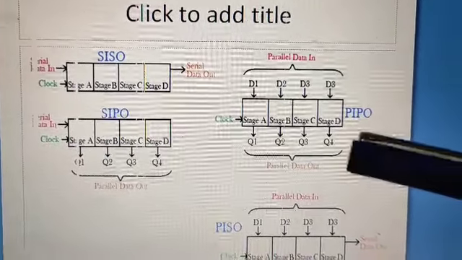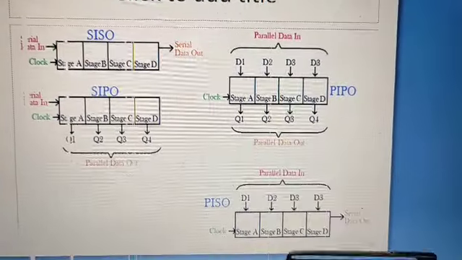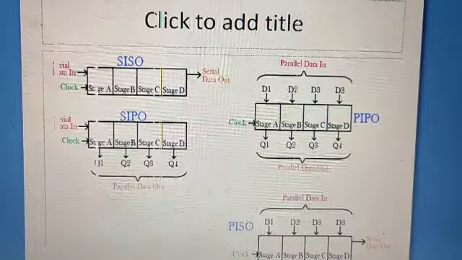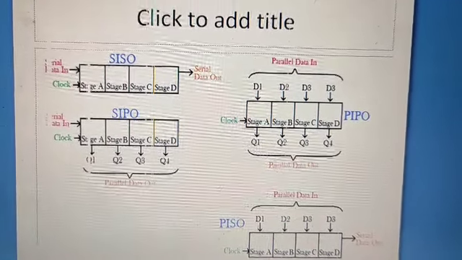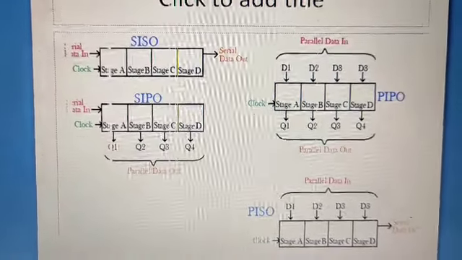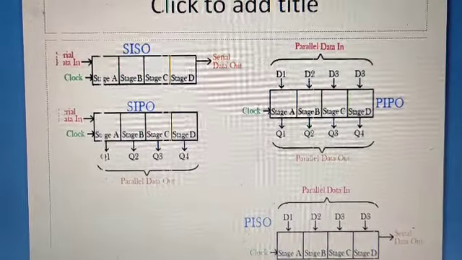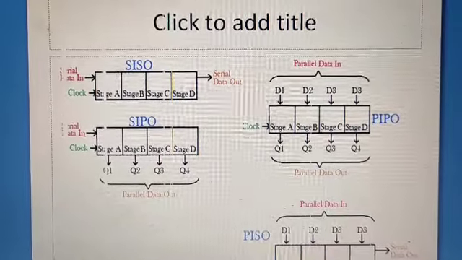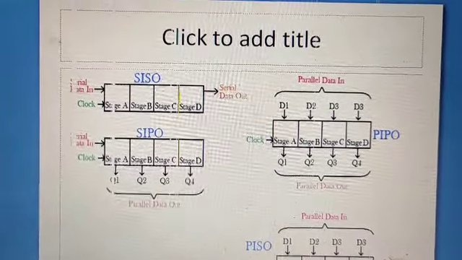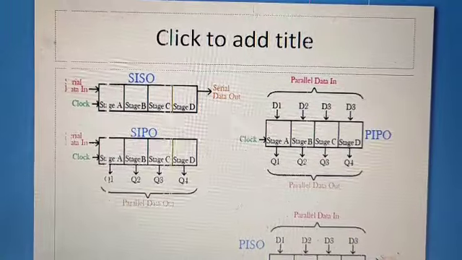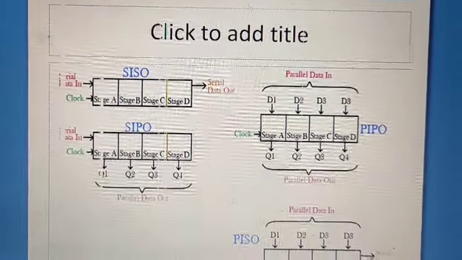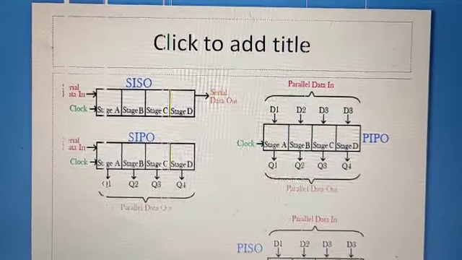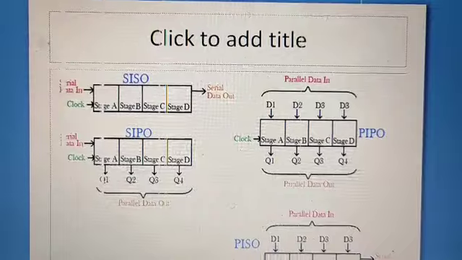And parallel in serial out and serial in parallel out are mainly used for digital transmission, especially in modems. Parallel data will be converted because for long distance transmission you prefer serial communication. Serial communication means data will be sent out serially. So whatever parallel data you have, it has to be converted into serial data and transmitted. So what is the type of shift register required at that time? You require parallel in serial out, to convert the parallel information into serial information.